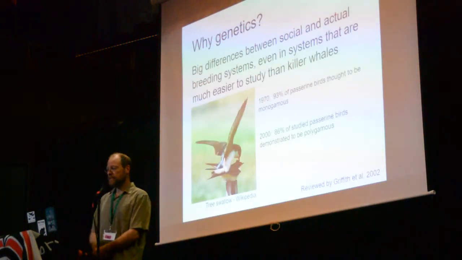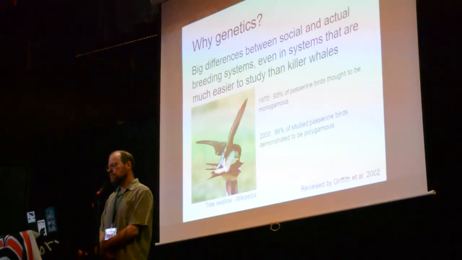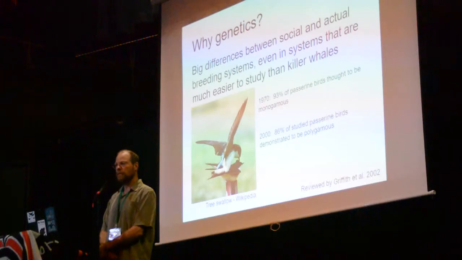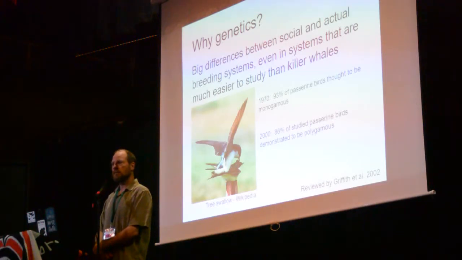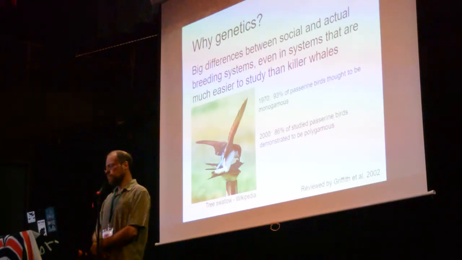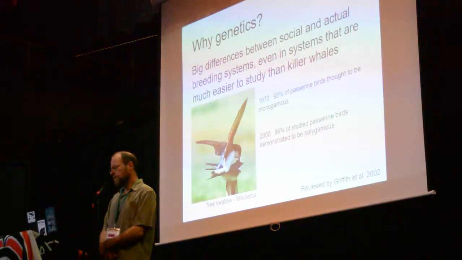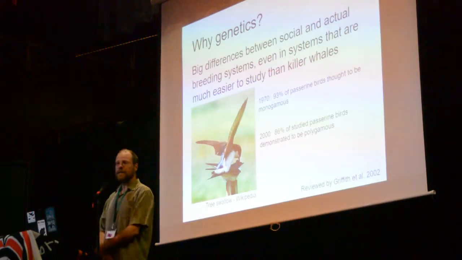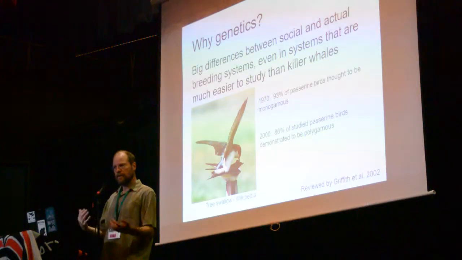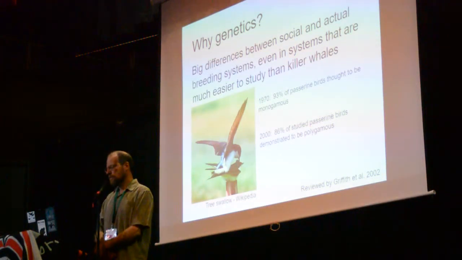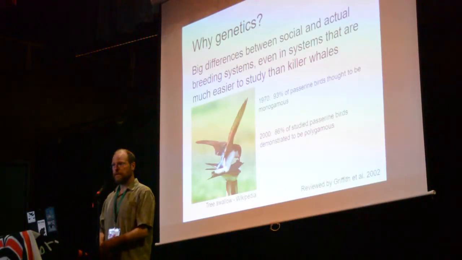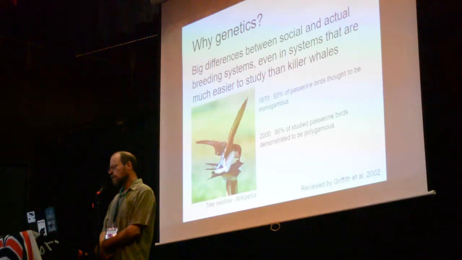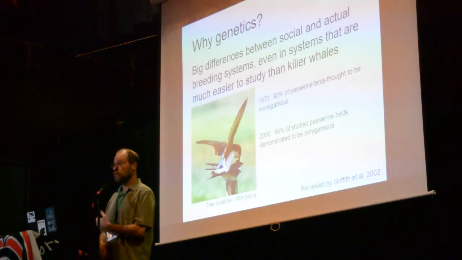So why do we use genetics to study this? There's a couple of reasons. One is that there's often a really big difference between the social breeding structure that you might observe simply by watching a population and what you learn when you actually look at the genes and see who's really breeding with whom. A great example of this is with birds. In 1970, the state-of-the-art general feeling amongst people studying passerine birds was that they were nearly all monogamous. And that's because when you go out with a pair of binoculars and watch who's mating with whom and who's nesting with whom, it sure looks like they're monogamous.